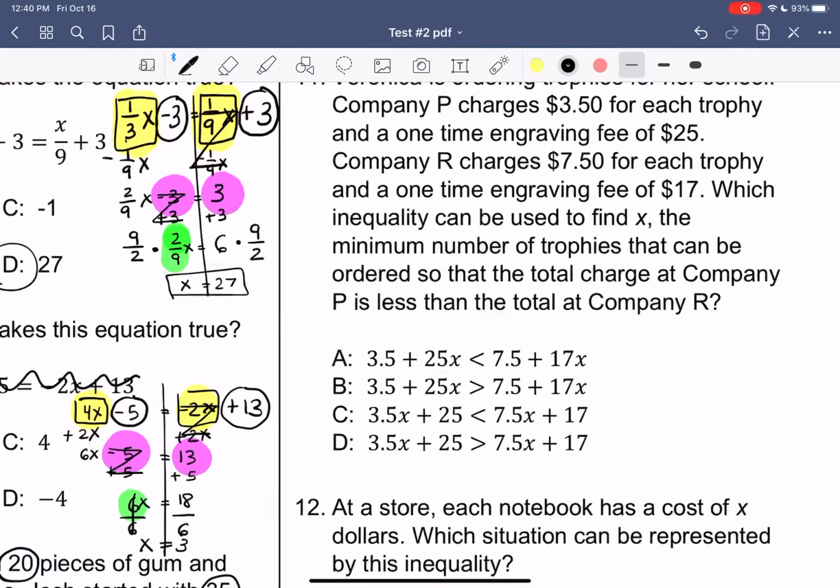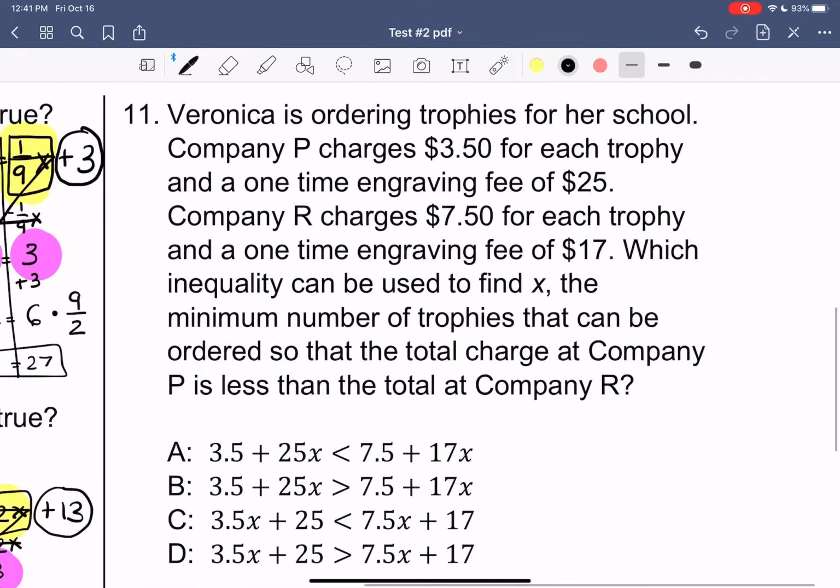All right, Veronica is ordering trophies for her school. Company P charges $350 for each trophy and a one-time engraving fee of $25. Company R charges $750 for each trophy and a one-time engraving fee of $17. Which inequality can be used to find X, the minimum number of trophies that can be ordered so that the total charge of Company P is less than the total at Company R?